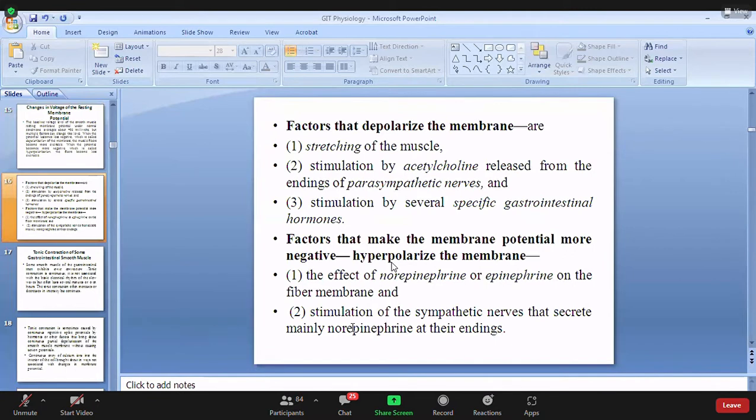What are the causes of the depolarization of the membrane in the GI tract? One of the causes may be the stretching of the muscle, the stimulation of the acetylcholine released from the parasympathetic nerves, and the stimulation by several gastrointestinal hormones.